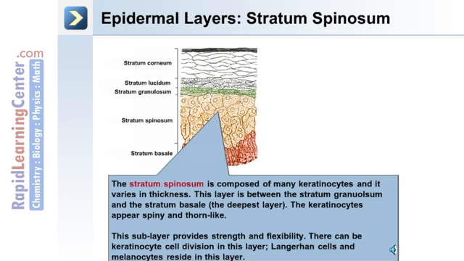The stratum spinosum is composed of many keratinocytes, and it varies in thickness throughout different regions of the body. This layer is between the stratum granulosum and the stratum basale, or the basal layer. The keratinocytes appear spiny and thorn-like in the stratum spinosum. This sublayer provides strength and flexibility. There can be keratinocyte cell division within the stratum spinosum, and Langerhans cells and melanocytes reside in this layer.